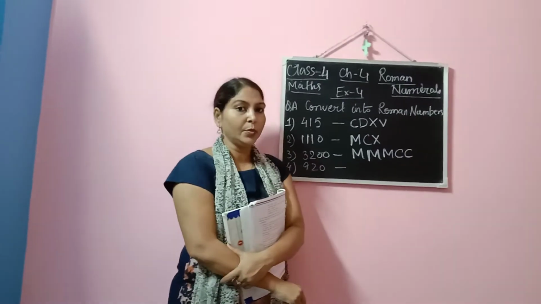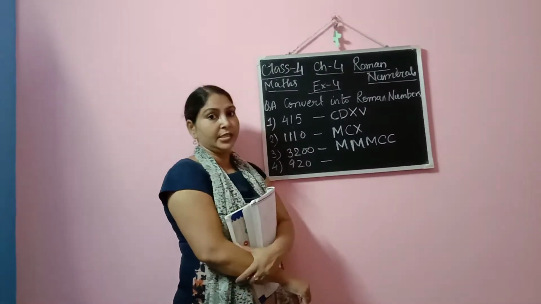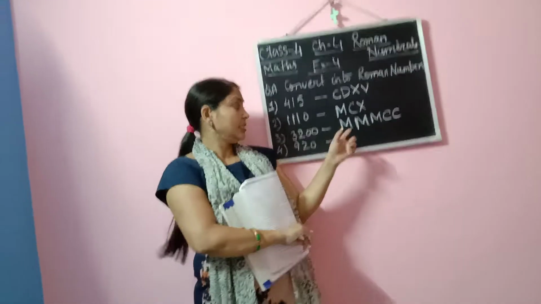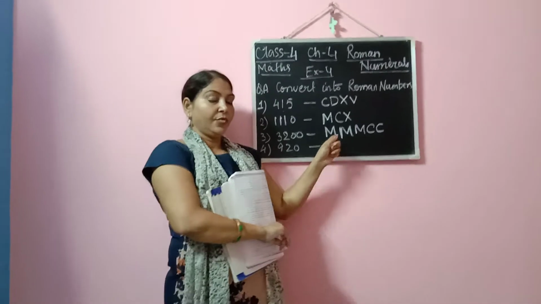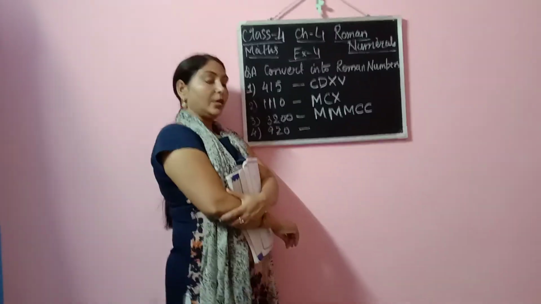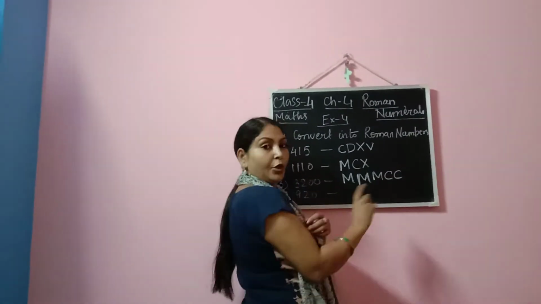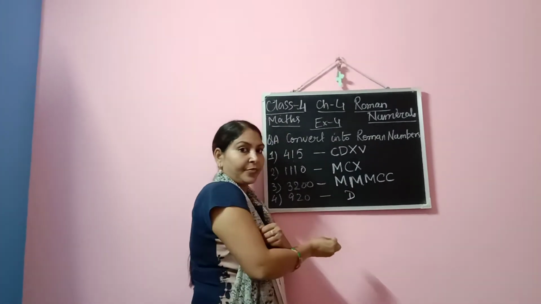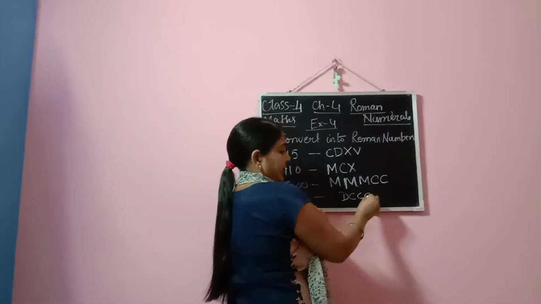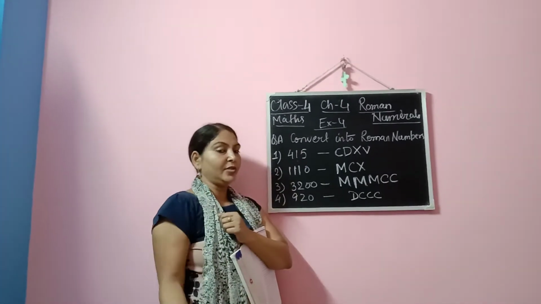Now we move to the next question. I am not going to do all the questions, only a few so that you understand how it is done. Then 920. If you remember, this is 1000. How shall we write 900? First, how can we write 800? D is 500, then C, C, C. This is 800, because C can be repeated three times.